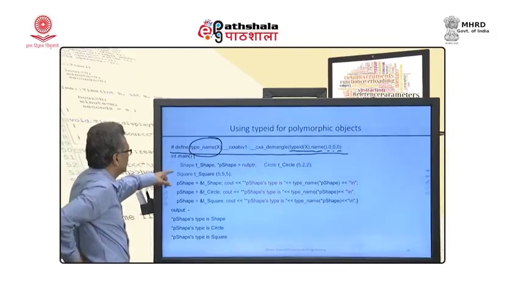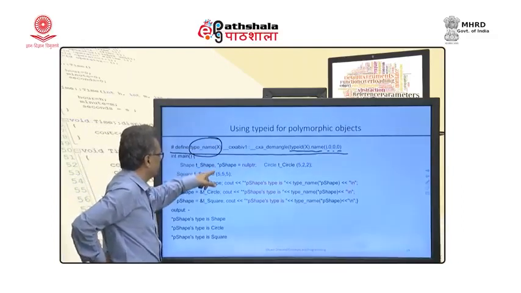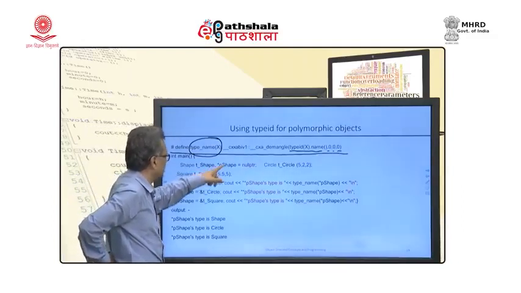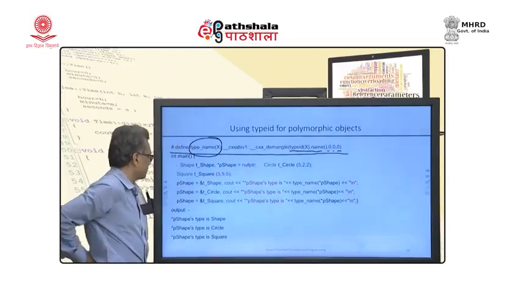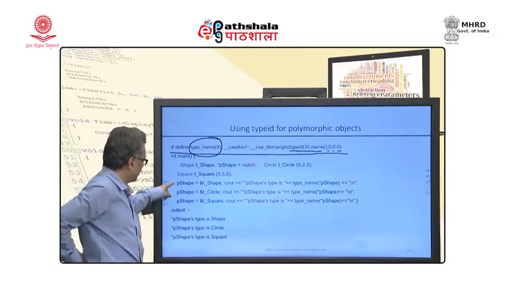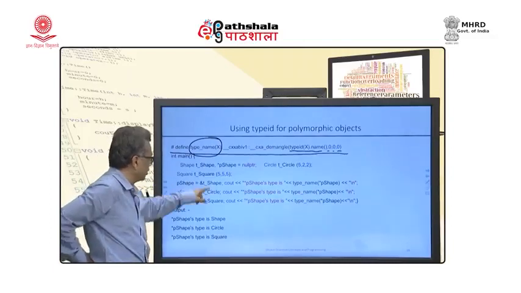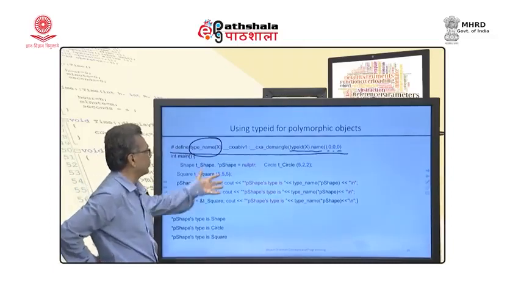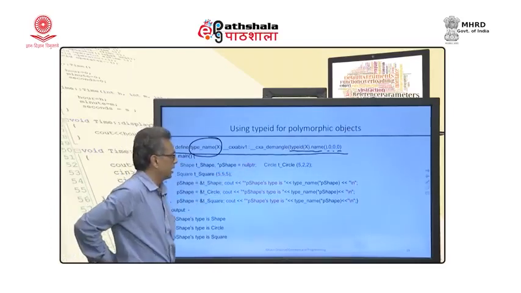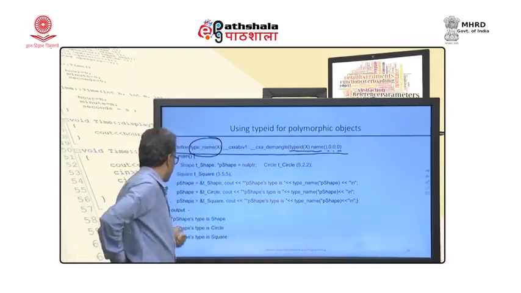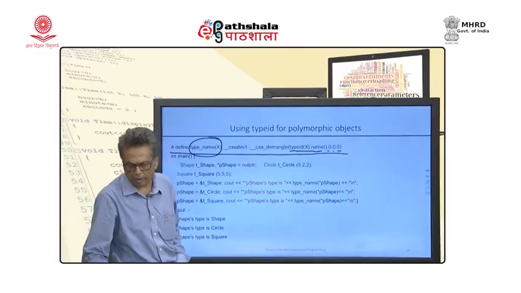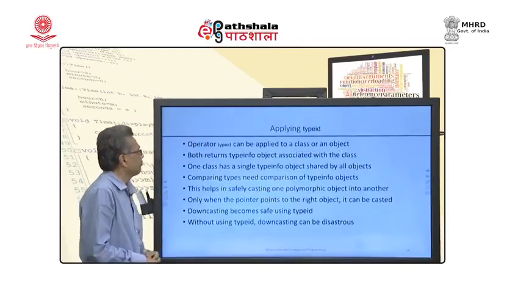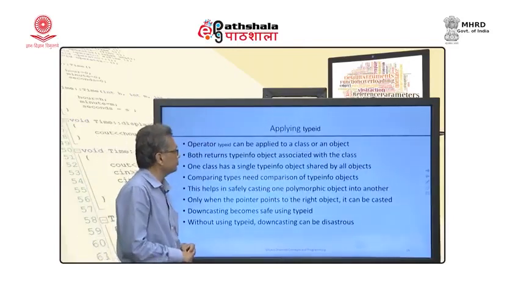Now, what I am doing is defining a Shape object and a pointer, a Circle and a Square. I am pointing P shape to all 3 of them one after the other and displaying their type, just using type name. So, I will get their names of Shape, Circle and Square as they are. This is the other example of how you can use this typeid.